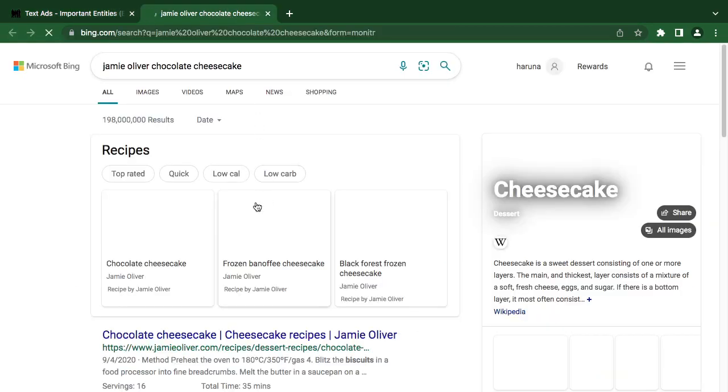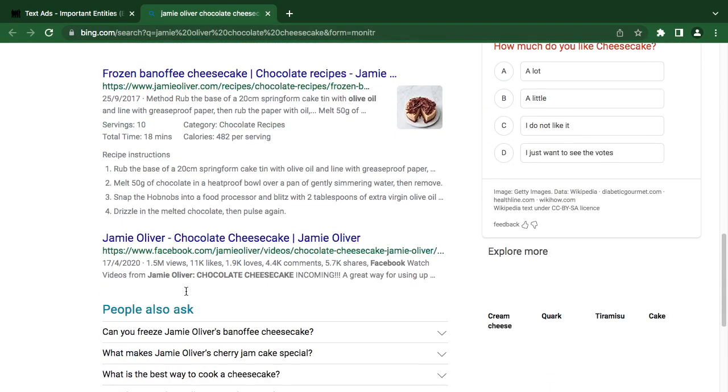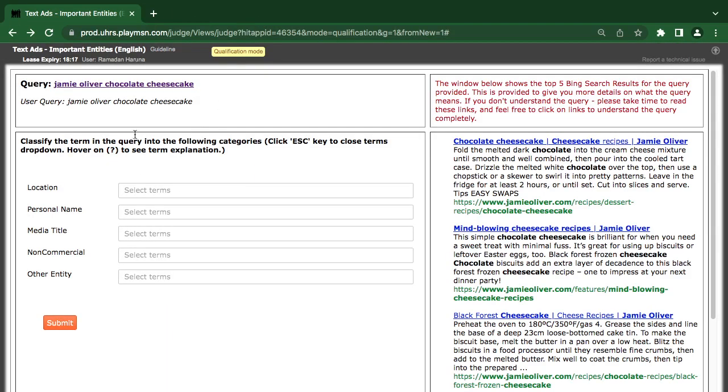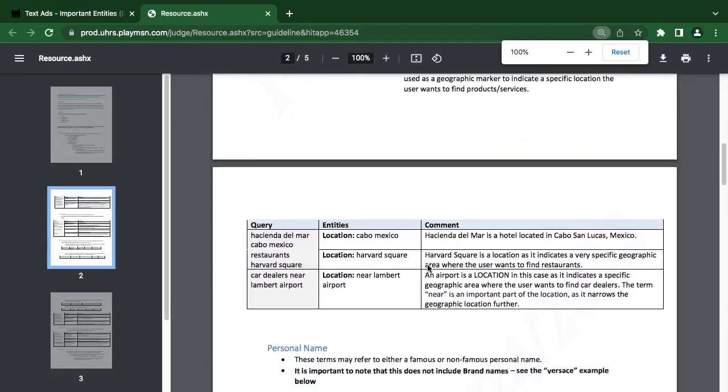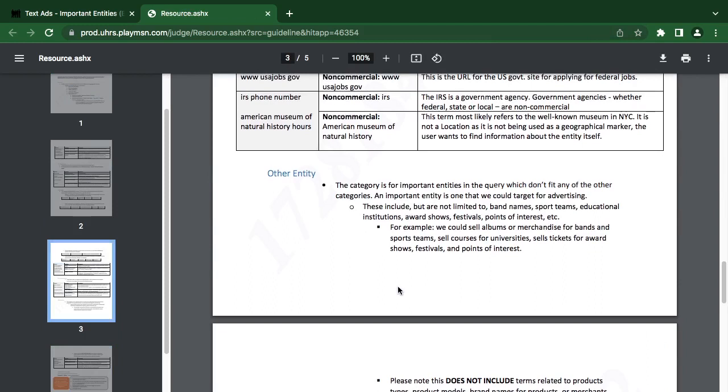I don't know if we'll put it under others or not. It looks trickish. Let's check something in others. That is how it works. If you are confused, you have to check. The category is for important entity in the query which does not fit any of these other categories as important, blah blah blah.